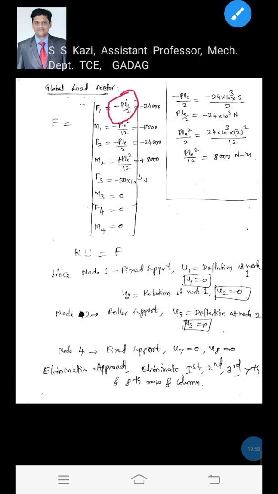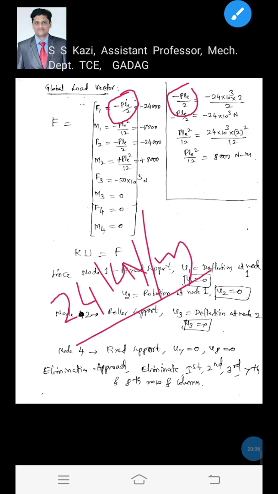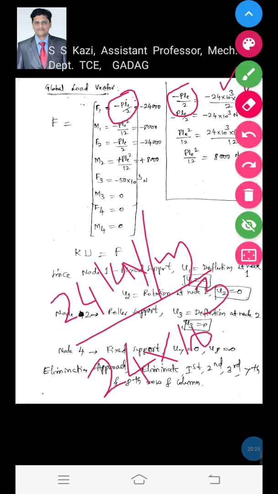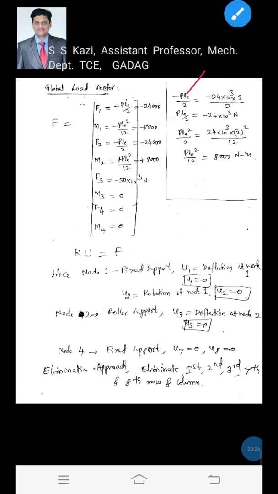Now next you can observe here the minus PLE by 2 I have calculated separately. 24 kilonewton per meter, that is the value of the UDL for the first element. It is given in kilonewton, so 24 into 10 raised to 3 Newton per meter. Now here I will substitute the UDL P value, that is minus 24 into 10 raised to 3 into length of the first element, 2 meters, divided by 2. If you calculate the ratio of PLE by 2, you will get minus 24,000. Here I wrote minus 24,000.